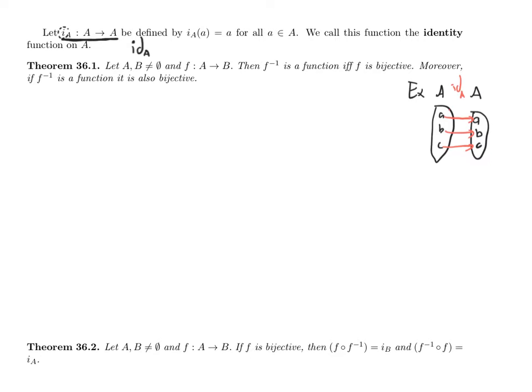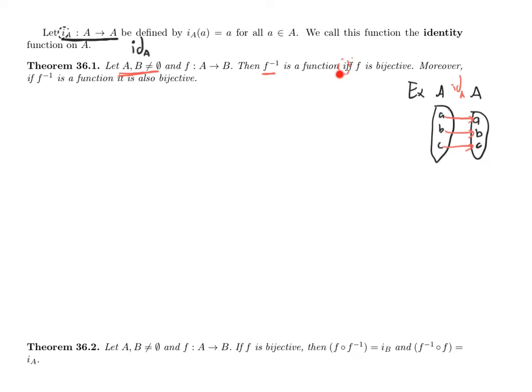So now let's prove this theorem here. So let's have 2 non-empty sets A and B, and a function f from A to B. Then the inverse, f inverse, the inverse relation, is also a function if and only if f is bijective. And then we have, moreover, if f inverse is a function, then it is also bijective. So let's do the first part first.